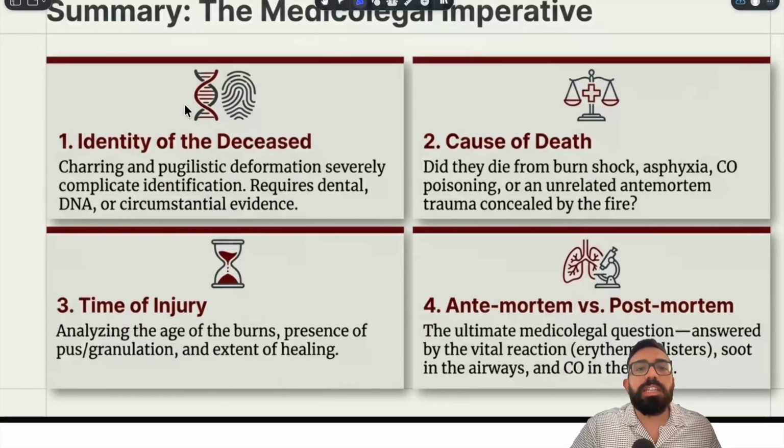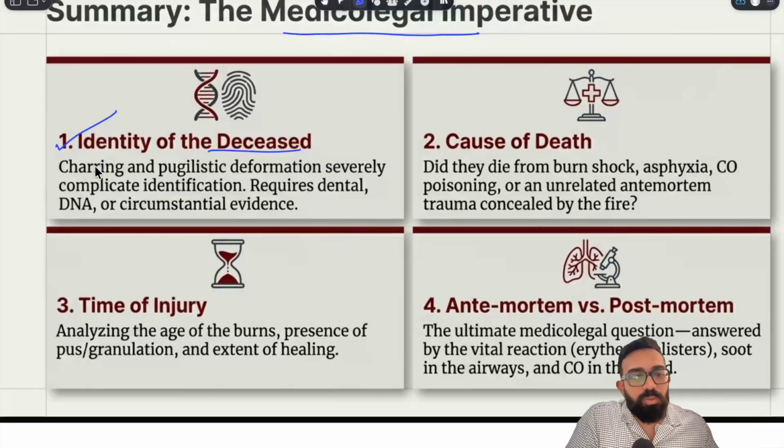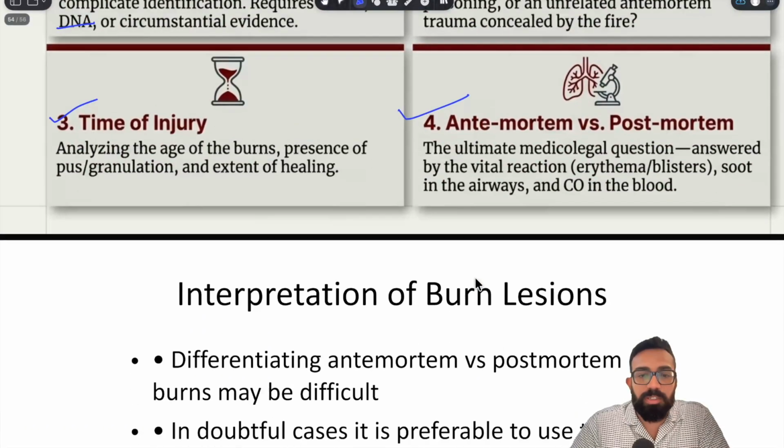Now, what does the medico-legal officer do in burn cases? Many times you identify the deceased, and many times the identity of the deceased is lost, so you can do DNA analysis and help in the identification. You need to give the cause of death, give the time since injury, and lastly find out whether these are antemortem burns or postmortem burns.